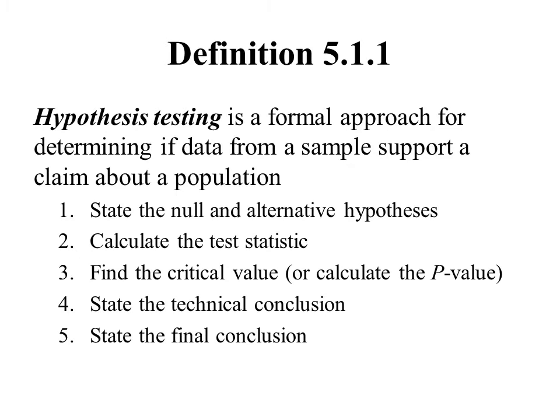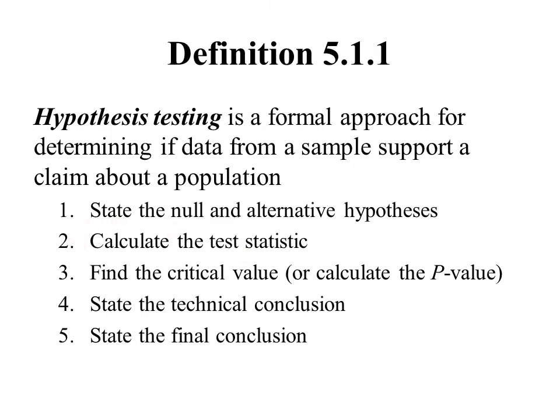And there's 5 basic steps to doing hypothesis testing. The first step is to state what we call the null and alternative hypotheses. The second step is to calculate a test statistic. And then the third step is to find a critical value, or alternatively calculate something that we call a p-value. And then we state a technical conclusion, and then we wrap it all up and state the final conclusion.